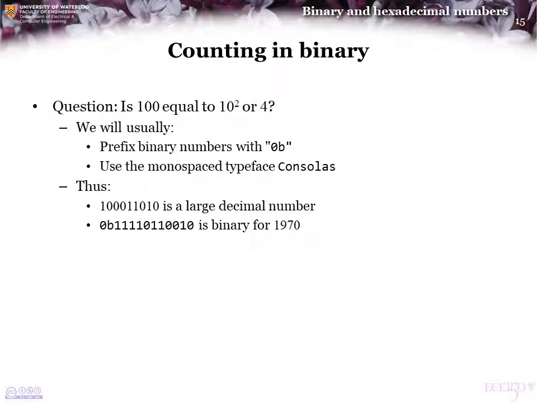Thus, the first number there, 100011010, actually represents 100,011,010. However, those same ones and zeros prefixed with a 0b and written in the Consolas typeface will represent the binary number that represents 1970. On occasion, we may gray out the 0b just so that you can focus on the binary number, with the gray 0b just giving you a hint that yes, this is a binary number.